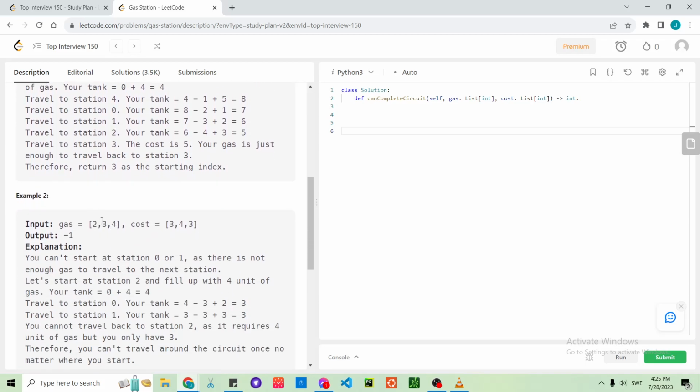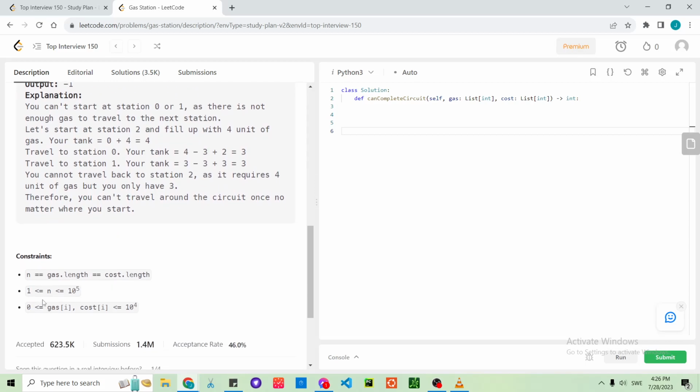Now let's see this. 1, 3, that doesn't work. 3, 4, that doesn't work. So what if we start at 4? We spend 3, we have 1 left. Okay, we have 3, we spend 3, and then we have 3, we need to spend 4 to go to the next one to complete the circle, so that doesn't work. That gives output -1. Okay. Gas and cost have the same lengths. They're all positive and bounded.